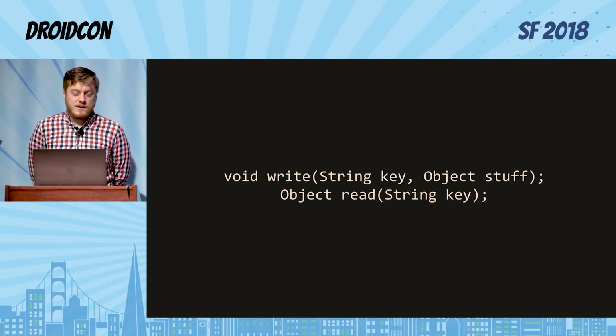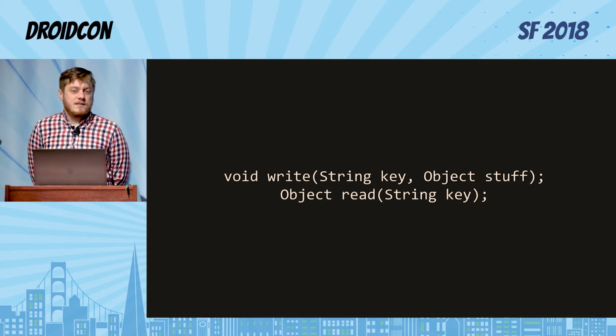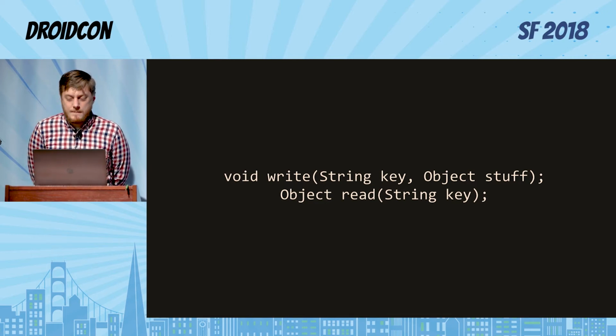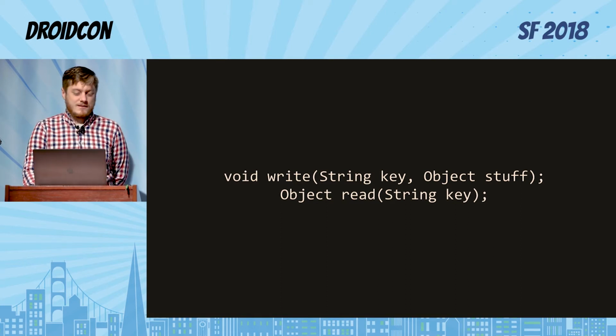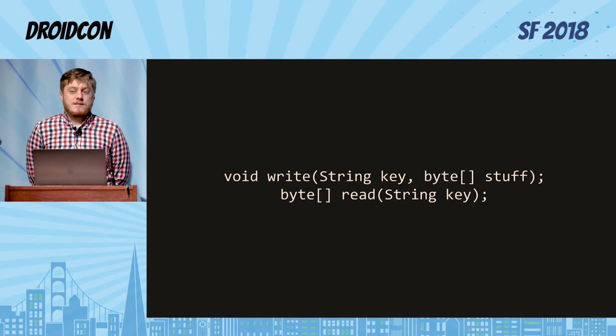Well, already we have made this API way more complicated than it might need to be by using object. What is an object? How do we represent it on disk? How do we represent that object on disk across app upgrades? I'm not talking about serialization today, because Proto is awesome and you should just use that. So we're going to talk about just storing byte arrays.